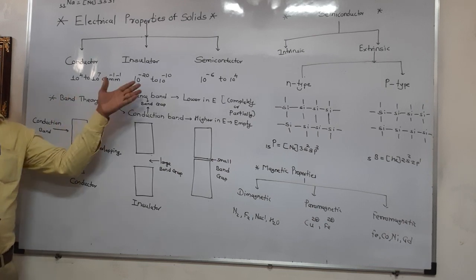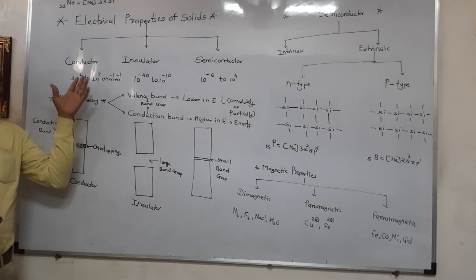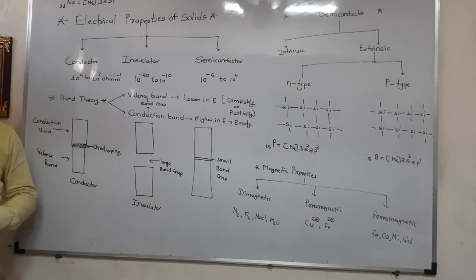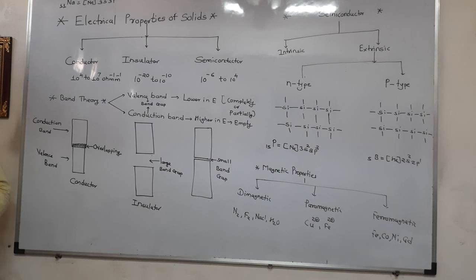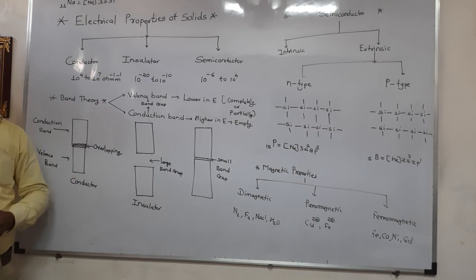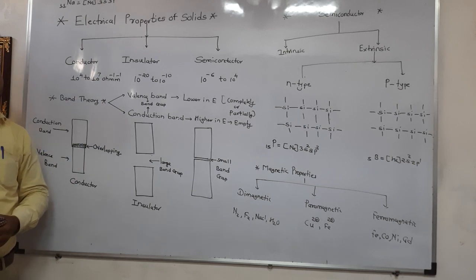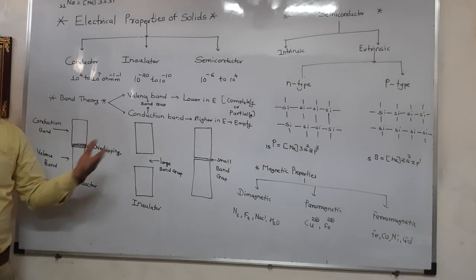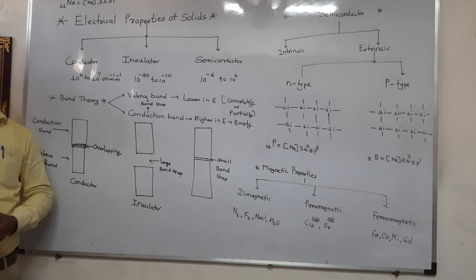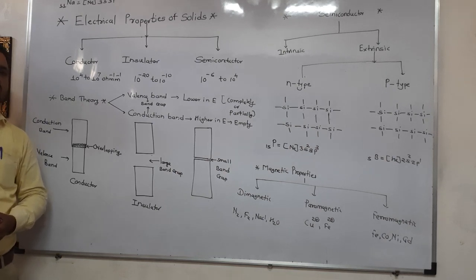This classification is based upon electrical nature. When electrical conductivity is 10^4 to 10^7 ohm inverse meter inverse, it is known as a conductor. When electrical conductivity is 10^-20 to 10^-10, it is known as an insulator, meaning a bad electrical conductor. And if electrical conductivity is between 10^-6 and 10^4 ohm inverse meter inverse, then it is known as a semiconductor.